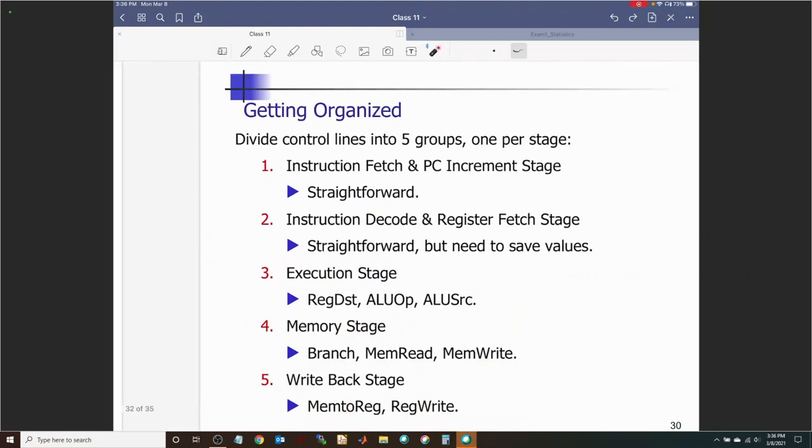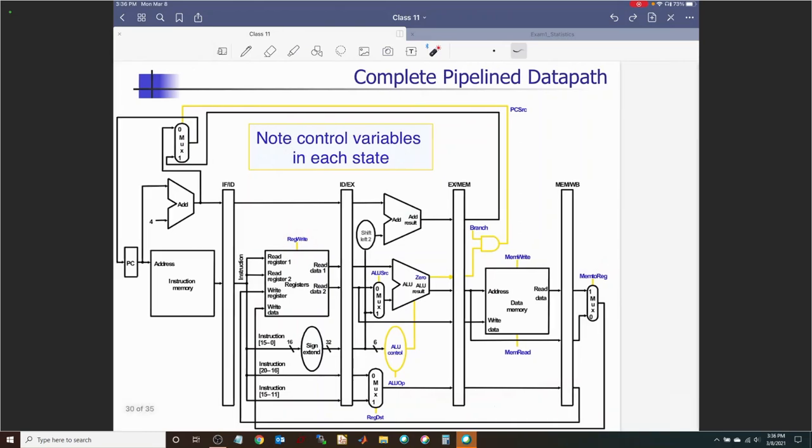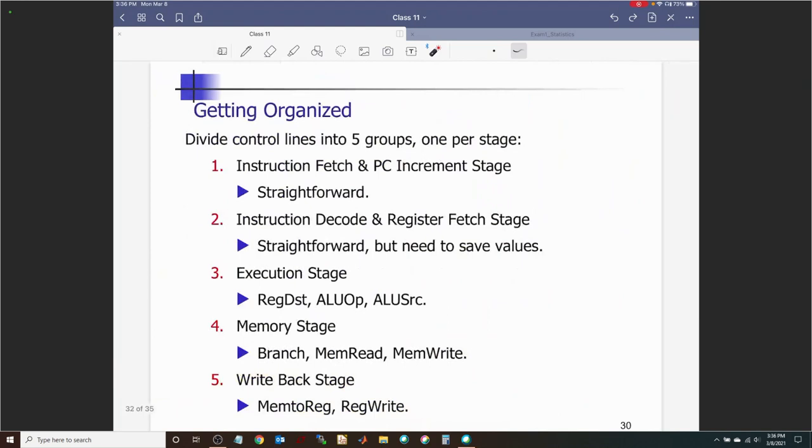And you can clearly look at some of these, right? Memory to register, and then you have to write it back to this, so you need that. So some of them are pretty obvious. By looking at the thing, you know that those are the controls. But register write is not very obvious, because it is used when you are doing the write at the end. All right, let's move forward.